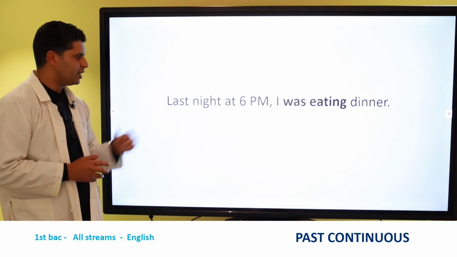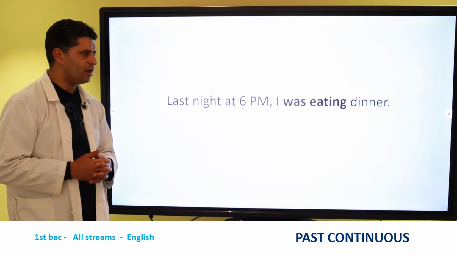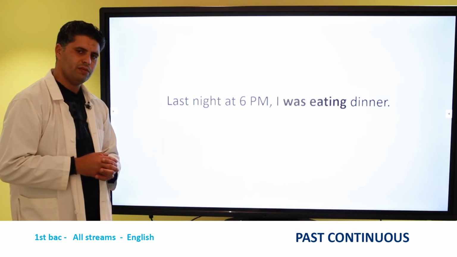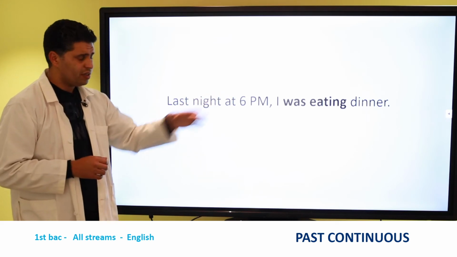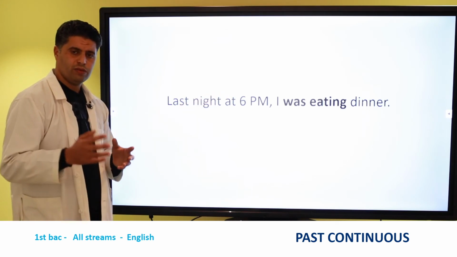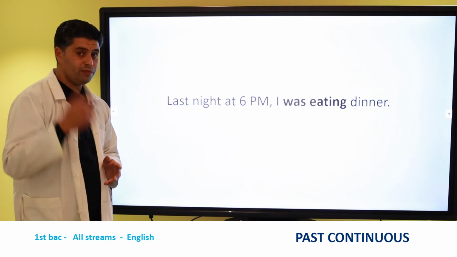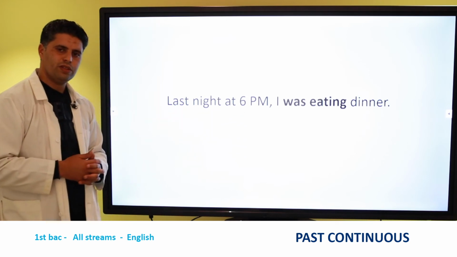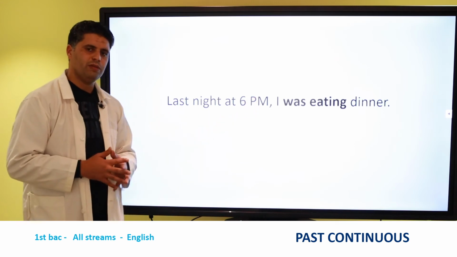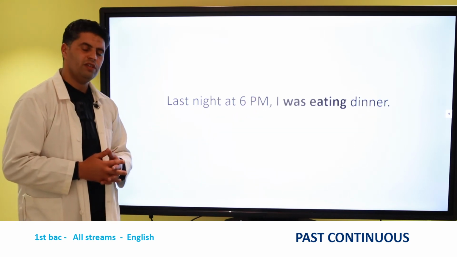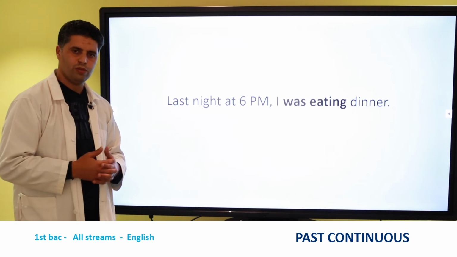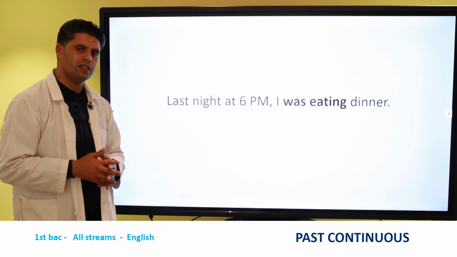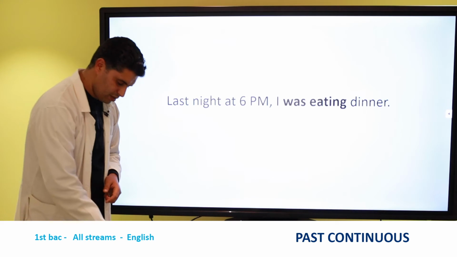Let's take another example. Last night at 6 p.m. I was eating dinner. So here, as you can see, we have a very specific time in the past, and here we have a long action. If you want to talk about a long action that was happening in the past at a very, very specific time, as we have here, it is better to use the past continuous: subject plus the verb to be plus the -ing form. Here we have the verb to eat, so we have to use the gerund form of the verb to eat, which is eating. So it is a long action at a specific time in the past.